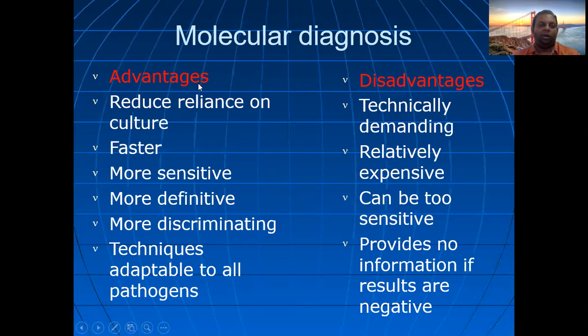Molecular diagnosis advantages: reduced reliance on culture, faster, more sensitive, more definitive, more discriminative. Techniques are adaptable to all pathogens. Disadvantages: technically demanding, relatively expensive. It can be too sensitive, and provides no information if results are negative.